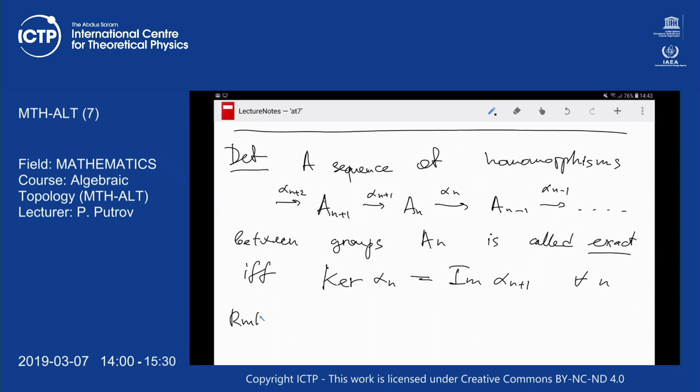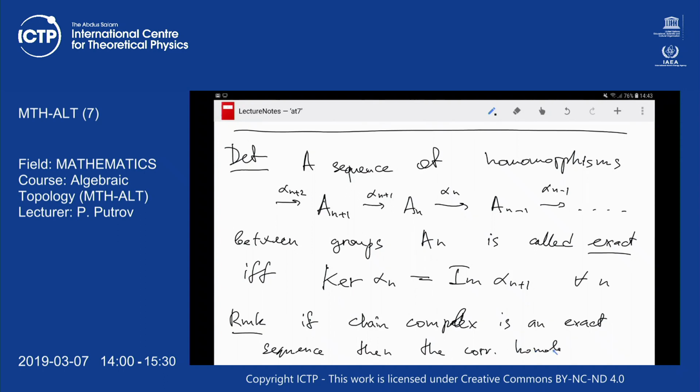In particular, we can make this observation: if a chain complex is an exact sequence, then the corresponding homology is trivial, right? Because the quotient of the kernel divided by the image will be null.